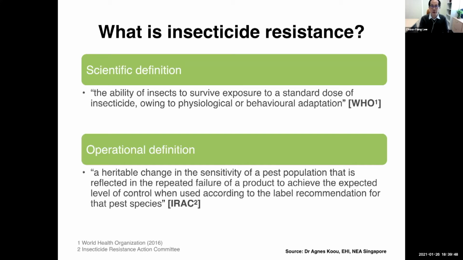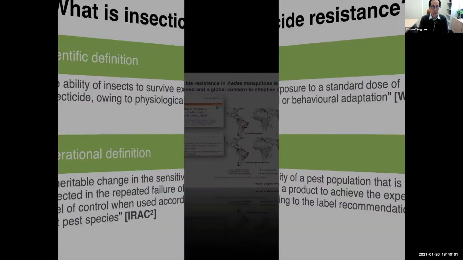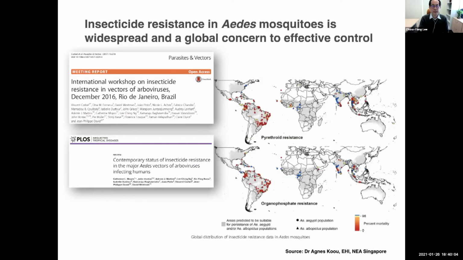So there are two definitions. One is more, I would say, from the sample of the insect that you collected and you test using a standard dose, while the second one is more operational. There are, of course, a number of very important publications, and Audrey has mentioned this before. The one published in PLOS Neglected Tropical Diseases by Moyes is an important paper that you should try to get hold of and read if you have not done so.